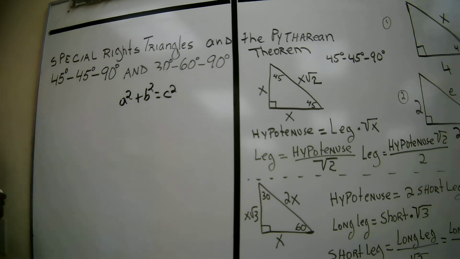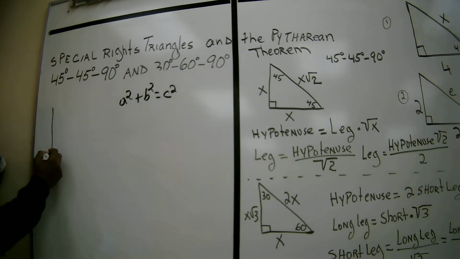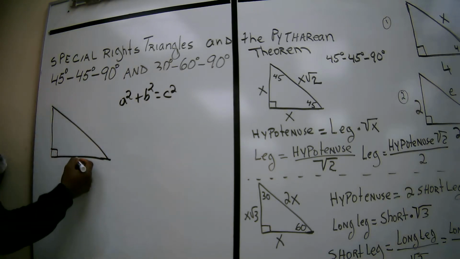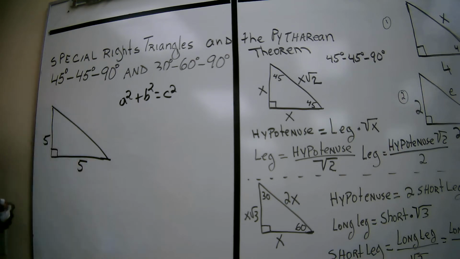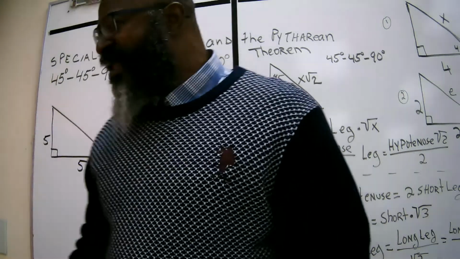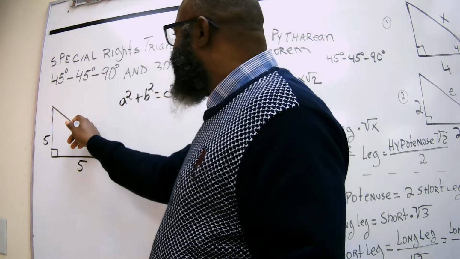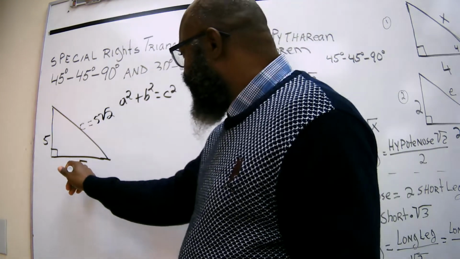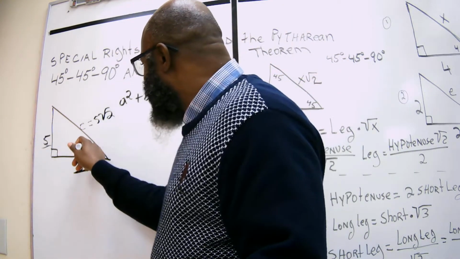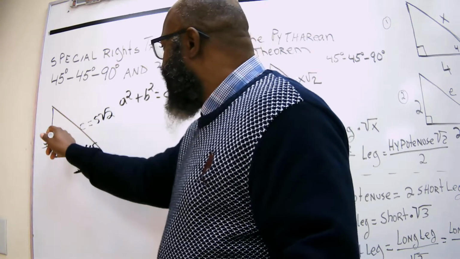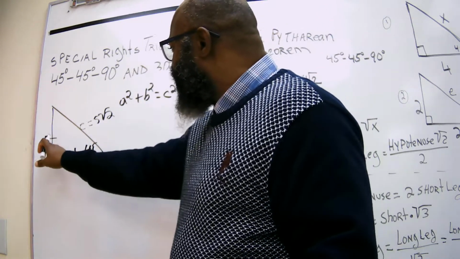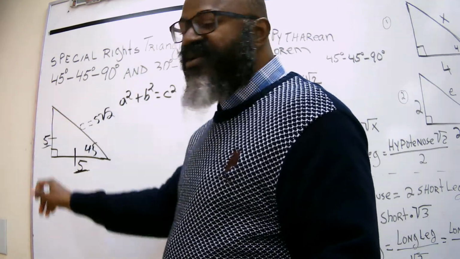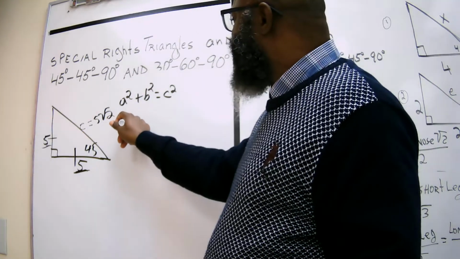As you can see here, it will always work. If this is 5, this is 5, the legs are the same. I don't need to waste my time using the Pythagorean theorem to find c, which will be 5 square root of 2. As long as the legs are the same and this is a 45-45-90, it will always be that. Those two angles will always add up to 90. If you take 90 divided by 2, those angles will be 45. This will always be a right isosceles triangle.